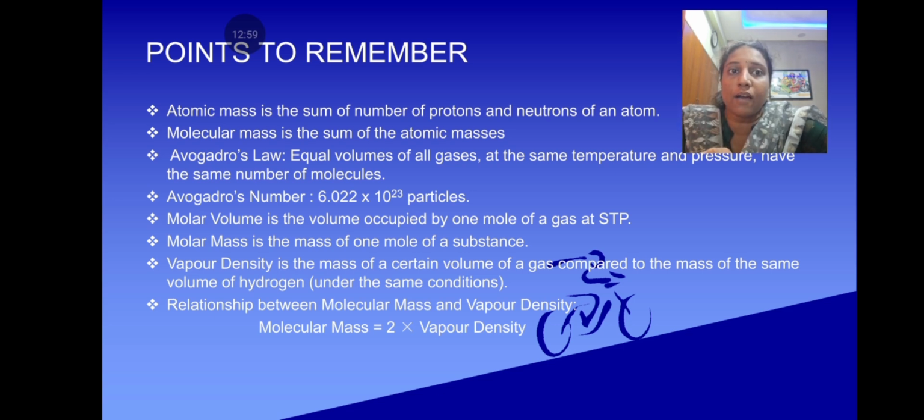Then molar volume is the volume occupied by 1 mole of gas at STP. Molar mass is the mass of 1 mole of a substance. Vapor density is the mass of a certain volume of gas compared to the mass of the same volume of hydrogen under the same conditions. Finally, the relationship between molecular mass and vapor density: RMM, that is molecular mass, is equal to twice the vapor density.